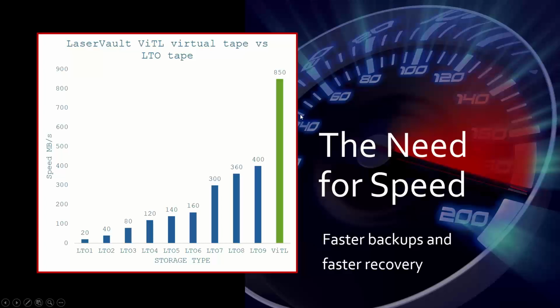So the need for speed, faster backups, and faster recovery. We're looking at a chart here in which we're comparing LTO9, LTO8, etc. with a VTL solution, whereas LTO9 can be clocked at 400 megabytes per second and a VTL solution at over 850 megabytes per second or over. So you're literally doubling the speed of your saves and cutting your backup time in half.